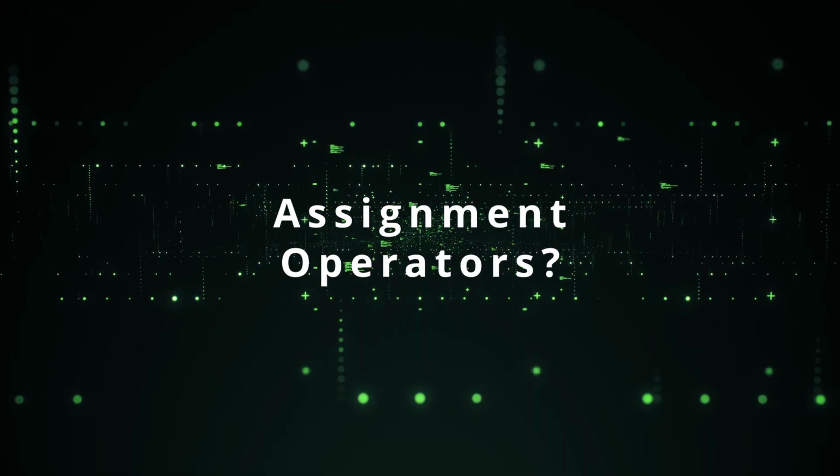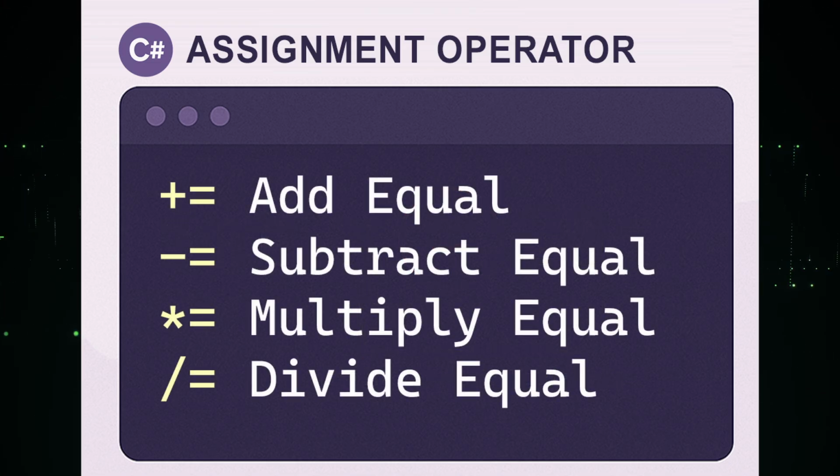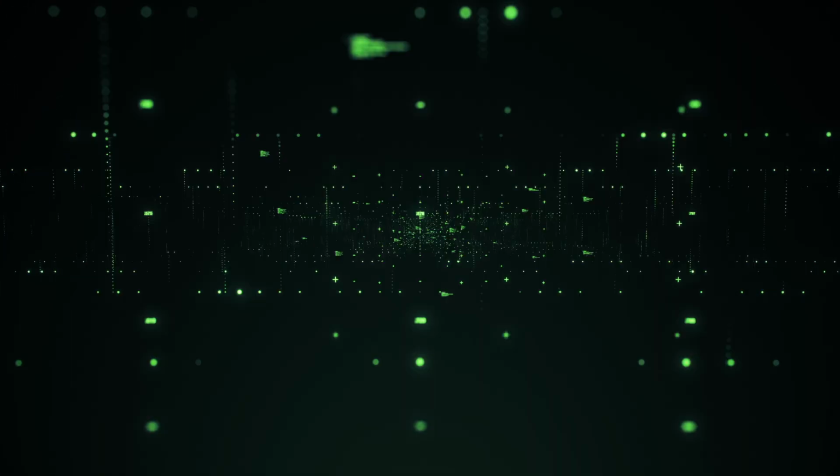Assignment operators. These assign values to variables. The basic one is equal, but we also have shortcuts like add equal, subtract equal, multiply equal, divide equal. So instead of writing x equal x plus 5, we can write x add equal 5. It's clean and simple, but both give the same result.